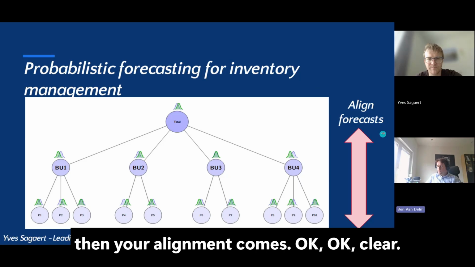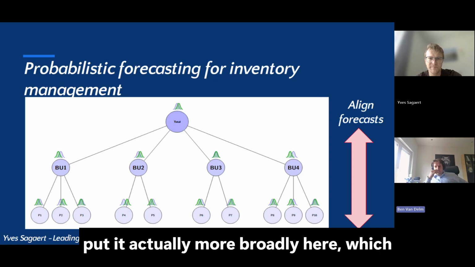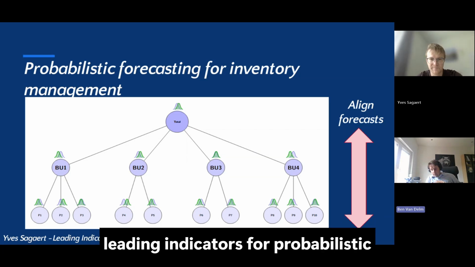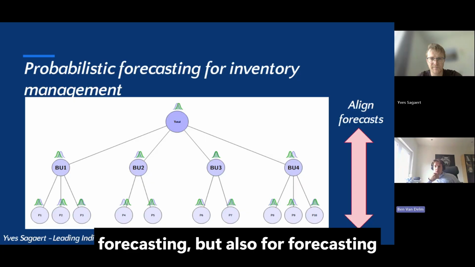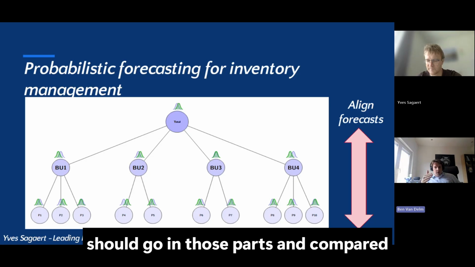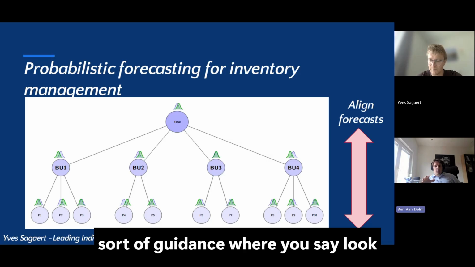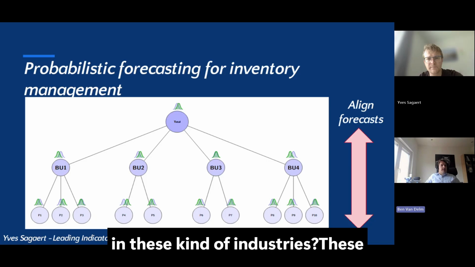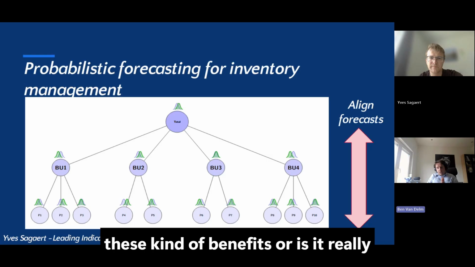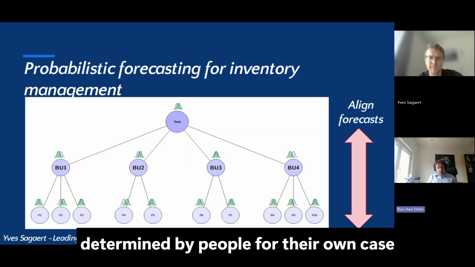Okay, clear. There's a good question, and I will put it more broadly here, which is about the leading indicators for probabilistic forecasting, but also for forecasting with limited data. How much effort should go into those parts compared to the results that companies get out of them? Is there some sort of guidance where you say, look, in these kinds of industries and situations, it is worth it, you can get these kinds of benefits, or is it really difficult to generalize that and it's really ad hoc, needing to be determined by people for their own case?